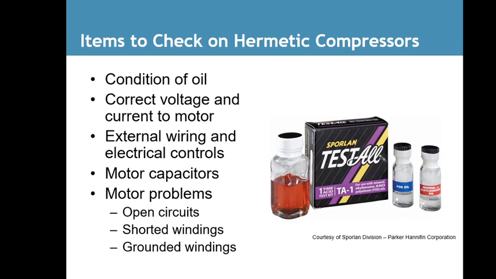On a hermetic compressor, you're going to check for the oil condition, voltage and current to the motor, electrical wiring and electric controls like the contactor and motor capacitors. Motor problems are usually open circuits, shorted windings, and grounded windings. This is the first part of the Chapter 54 PowerPoint. There are going to be a few videos to watch after you watch this section.